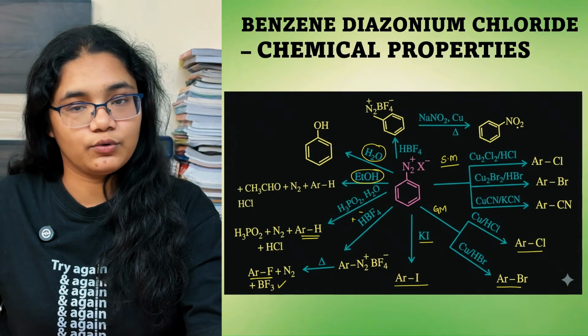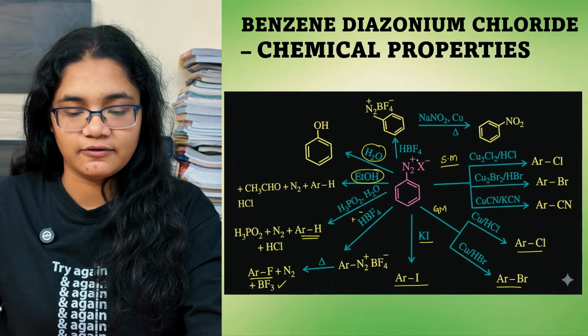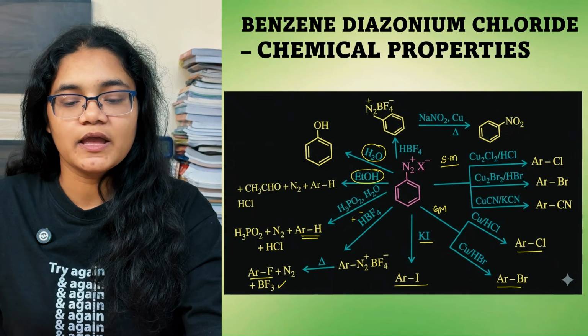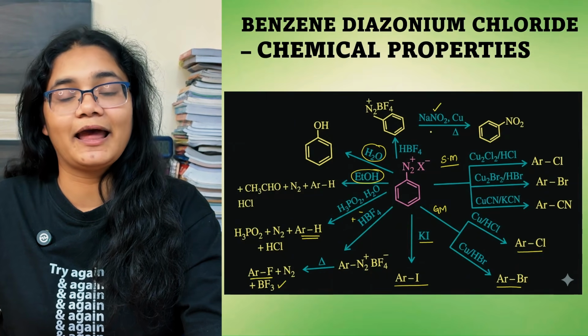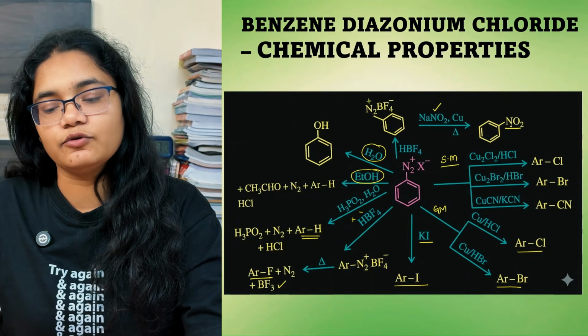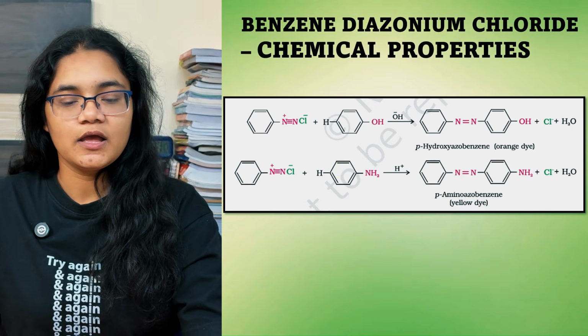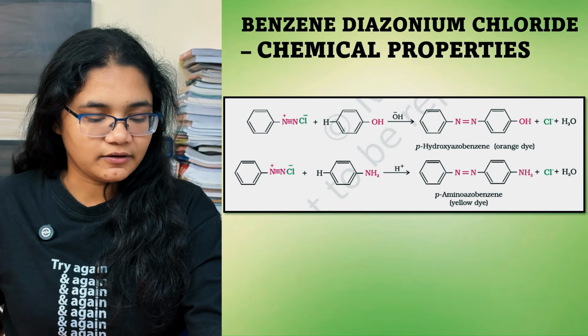Then if you want NO2 group, first of all you treat it with HBF4, plus minus is there. Here also N2 plus BF4 minus will form. After that, treat it with sodium nitrite and copper powder, and that will give you nitrobenzene. Okay. So next we'll talk about the coupling reactions here.